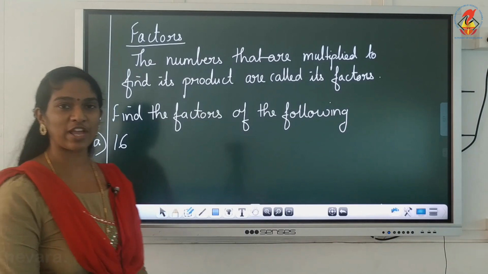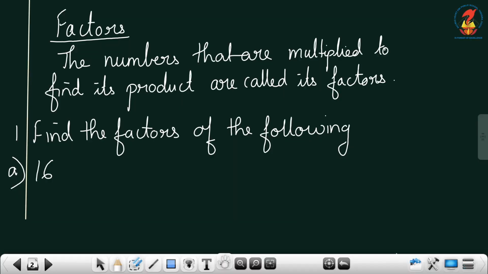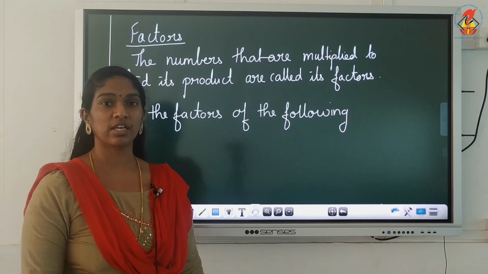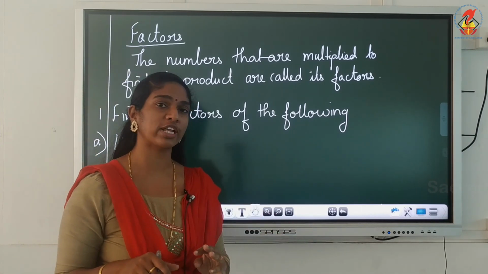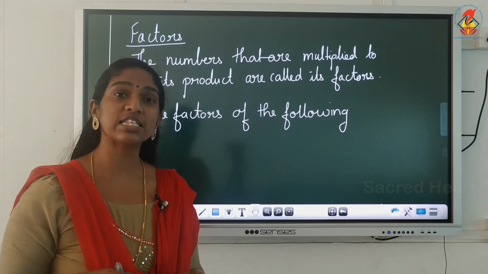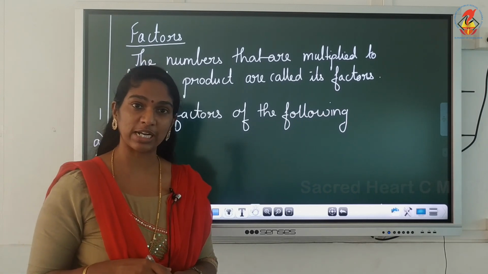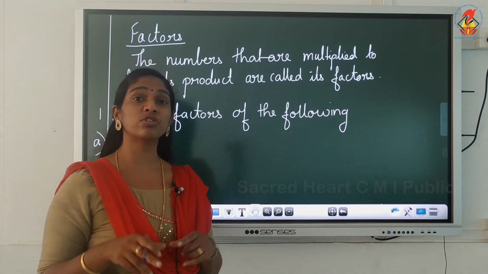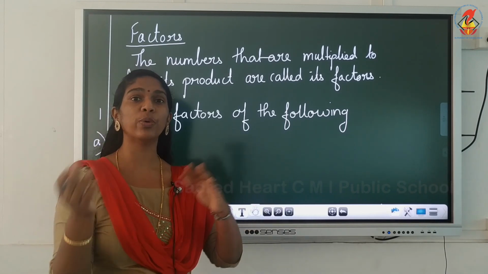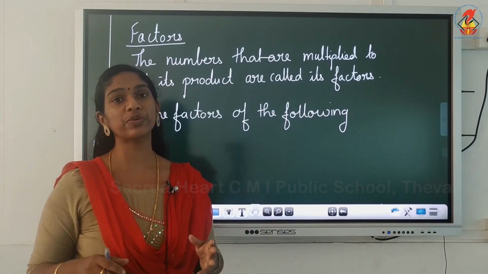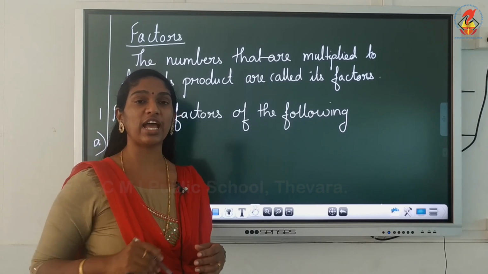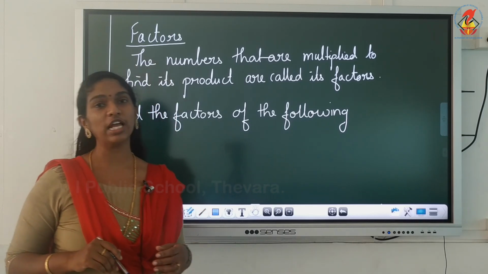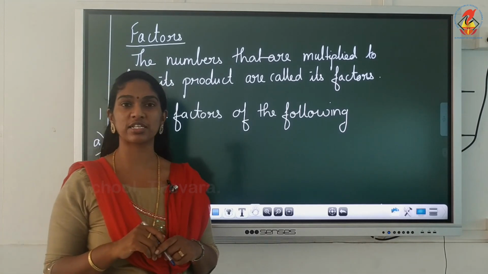Now what is a factor, children? The numbers that are multiplied to find its product are called its factors. What do you mean by product, children? Product means the answer that you get after multiplying. So the numbers which you use for multiplying, suppose you take an example, 2 into 3. What is 2 into 3? 2 into 3 is equal to 6. So I can say 2 and 3 are the factors of 6.